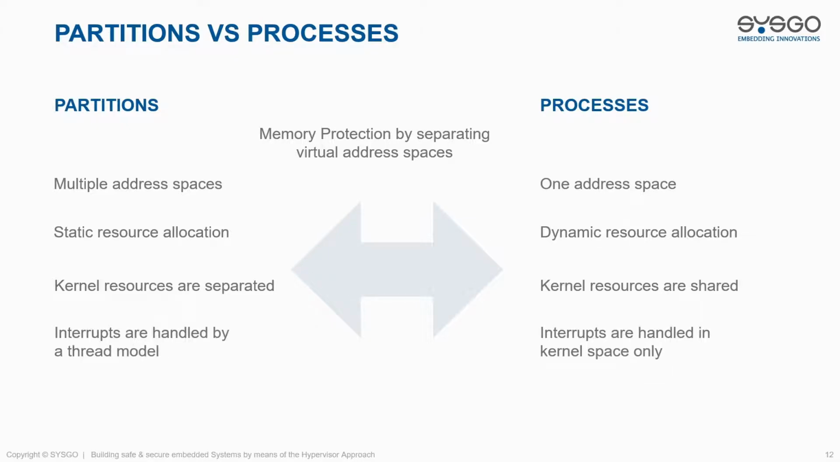In partitions, the interrupts are handled by a thread model. That means if an interrupt occurs, it is forwarded to a user thread, which is waiting on an interrupt event. In a Linux system, you have the interrupts being handled in the kernel and usually forwarded to user space by means of signaling, for example. Finally, in a hypervisor kernel using time partitioning, even the time is partitioned, while in Linux you mostly have a round-robin scheduler mixed with a priority model.